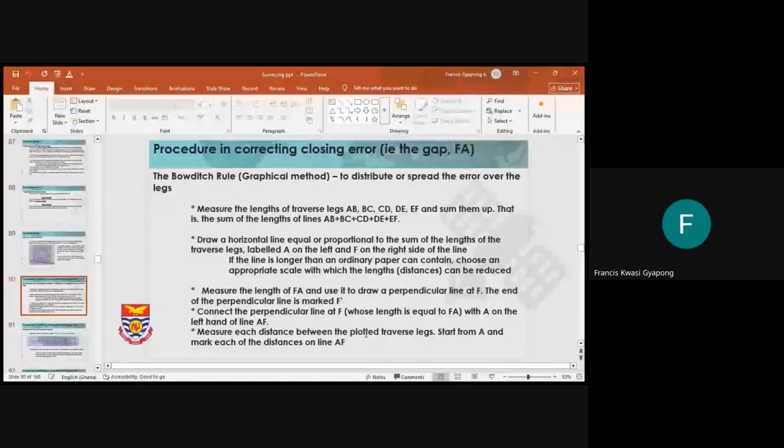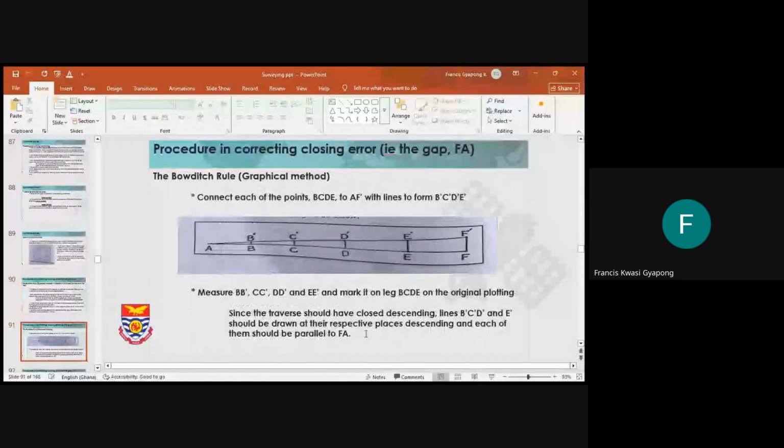And when that is done, you are now going to divide whatever you have done according to the lengths you measured. That means that if it is traverse A or B or C, it has a part of the error distributed over it. A part of it. If I should take you to the next slide. Now, watch here.